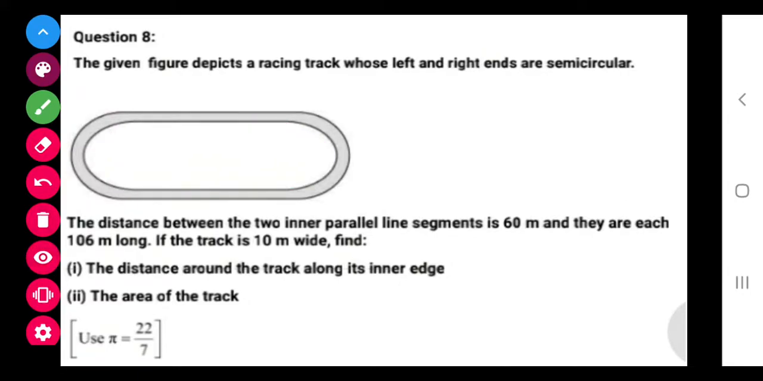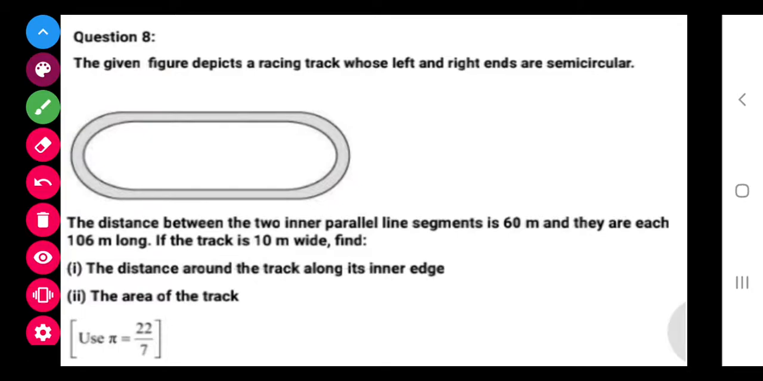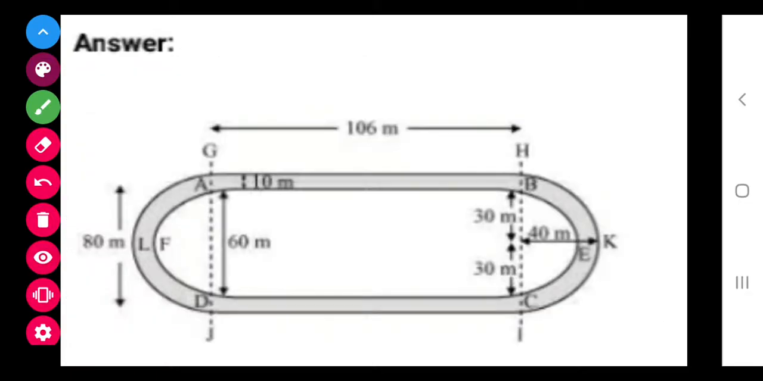So for that there is a figure, you can see this figure, and one more thing is given, that the track width is 10 meter, find the distance and the area.